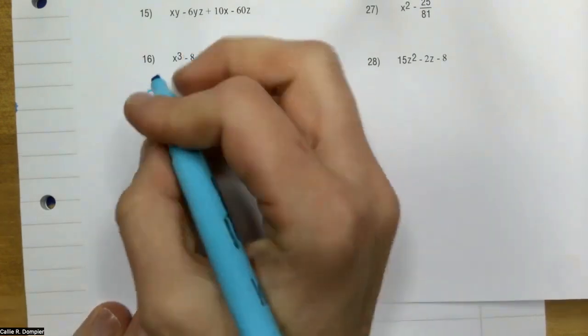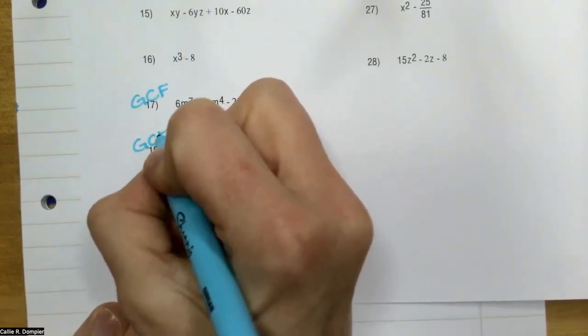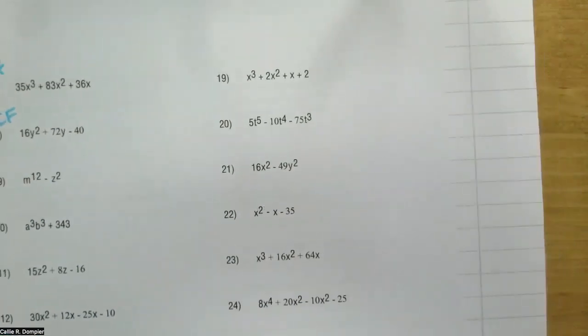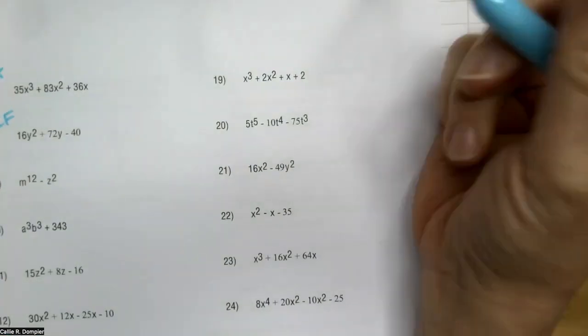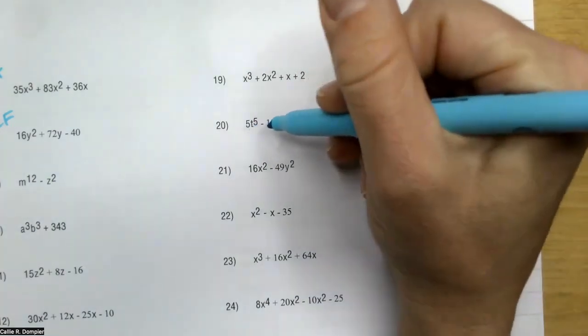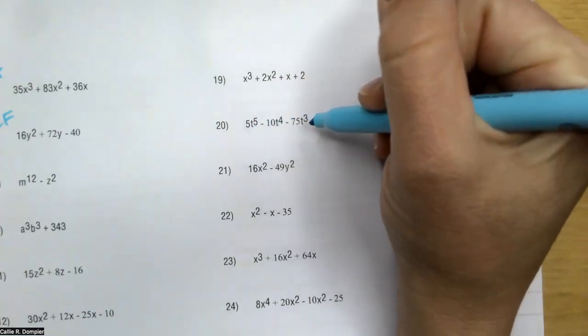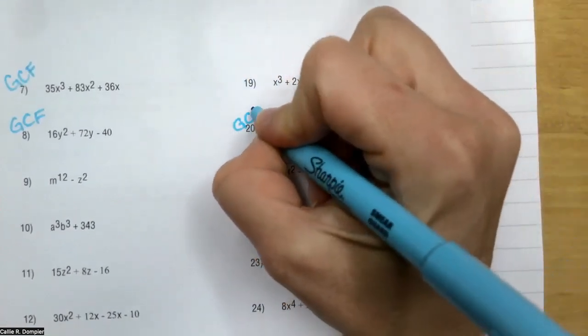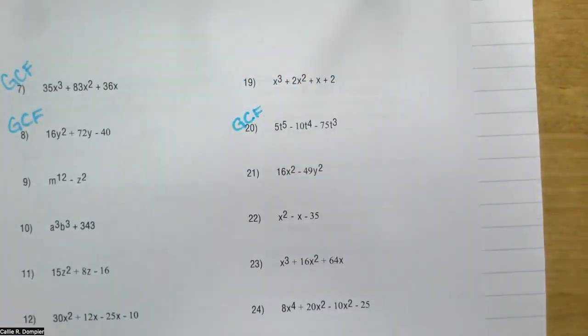Same here, I can take out p squared. Number 19, I cannot factor anything. I could almost factor, but then we have this 2 that doesn't have an x, so I can't factor anything out of there. 5t to the 5th minus 10t to the 4th minus 75t to the 3rd. I can definitely factor out a greatest common factor because all of those numbers are divisible by 5, and we can also take out a t to the 3rd.